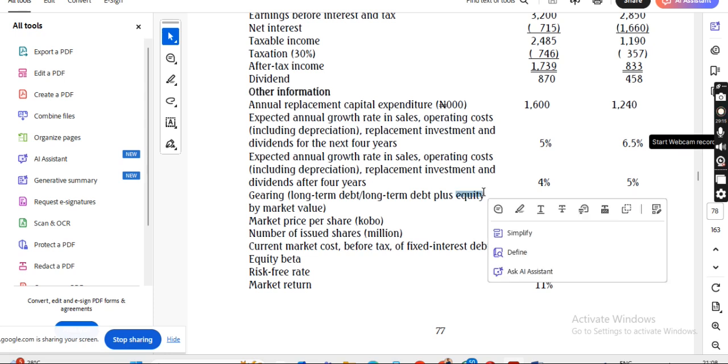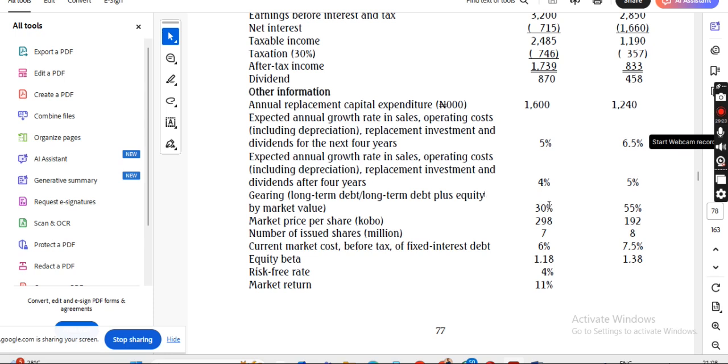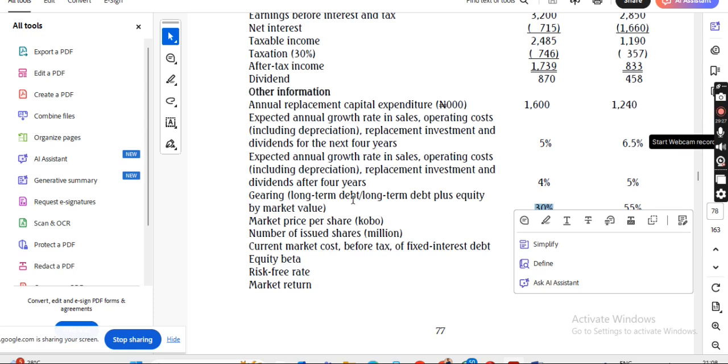Why will this be 40? It will be 70. So the denominator will be the total, the total will be 100. Do you understand? So this is where we pick the 30. It's given to us. It means that all this will be equal to what? 30. So what it indicates is that 30 is for debt, and 30 is for debt plus equity, which is 70.